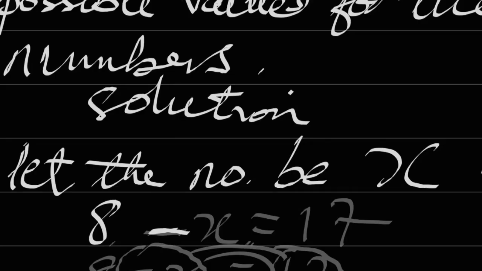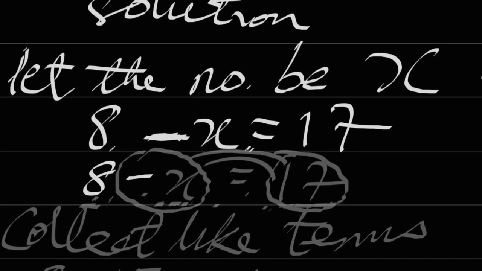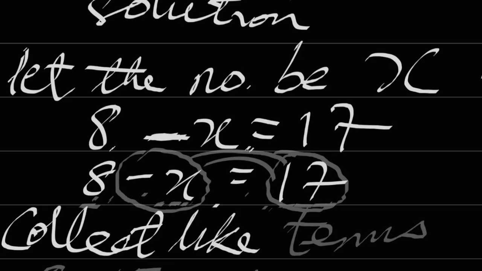We'll do 8 minus the number equal to 17. The difference between 8 and another number. So it could be 8 that is subtracting the number, or the number is subtracting 8. Since they did not specify, we have to do it in 2 ways. Let's move on. Having this 8 minus x equals 17, what are we going to do? Whenever we have a linear equation like this, we'll collect like terms.